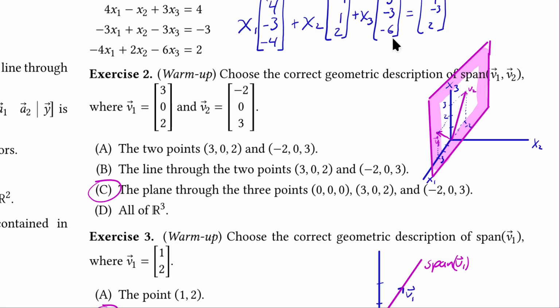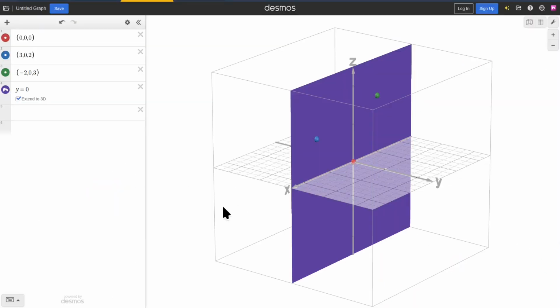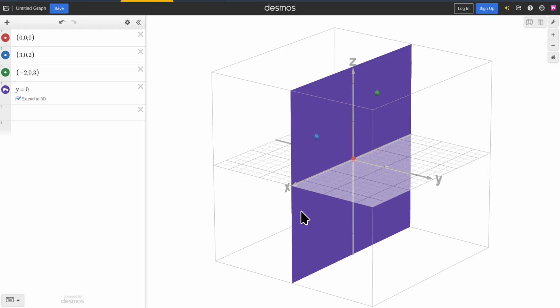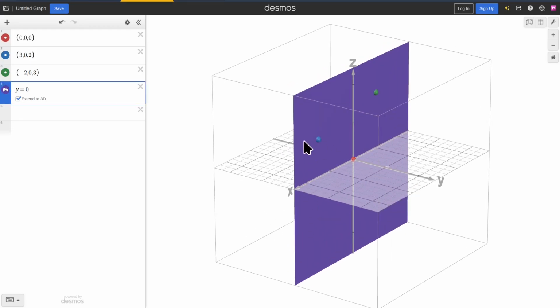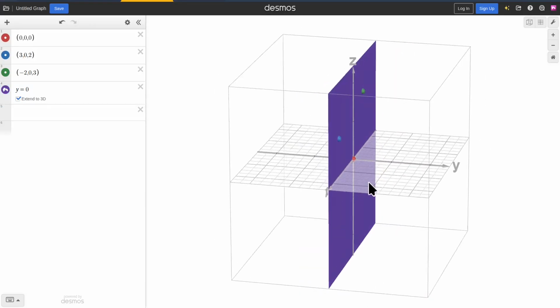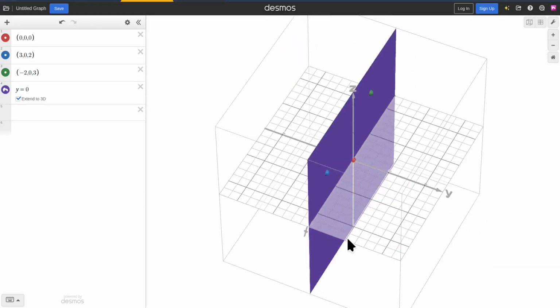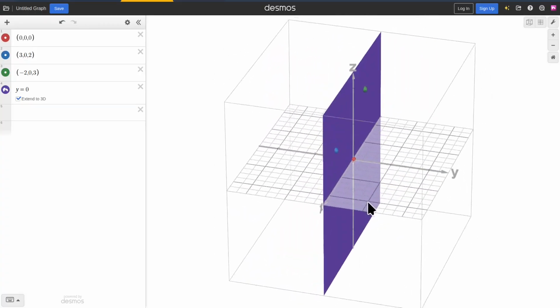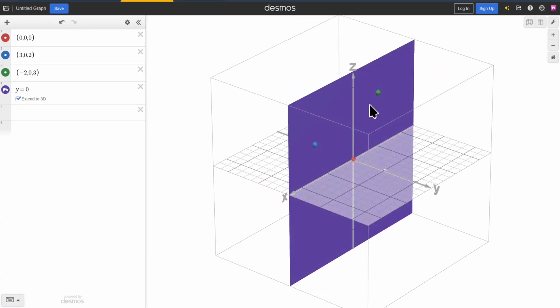If you're having trouble with my little drawing here, I made a little Desmos graph which might make it easier to see. Here are the 3 points labeled in, well, 0 is part of any span because 0 is a linear combination of any vectors. You can do 0 times 1 plus 0 times the other one. And also here's the v1 and v2. And yeah, the set of all linear combinations of those just looks like this plane, which is the xz plane, also known as the x1, x3 plane, where y is always 0.